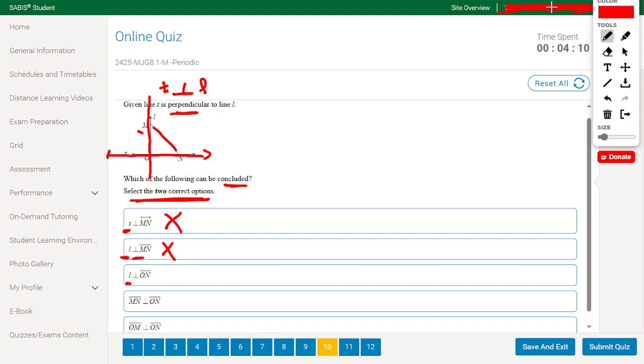This is L. Sorry, L perpendicular to ON. Yes, right answer. MN perpendicular to ON? No, it's not right answer. I have OM, this is line OM, perpendicular to ON. Yes, this is a right answer.